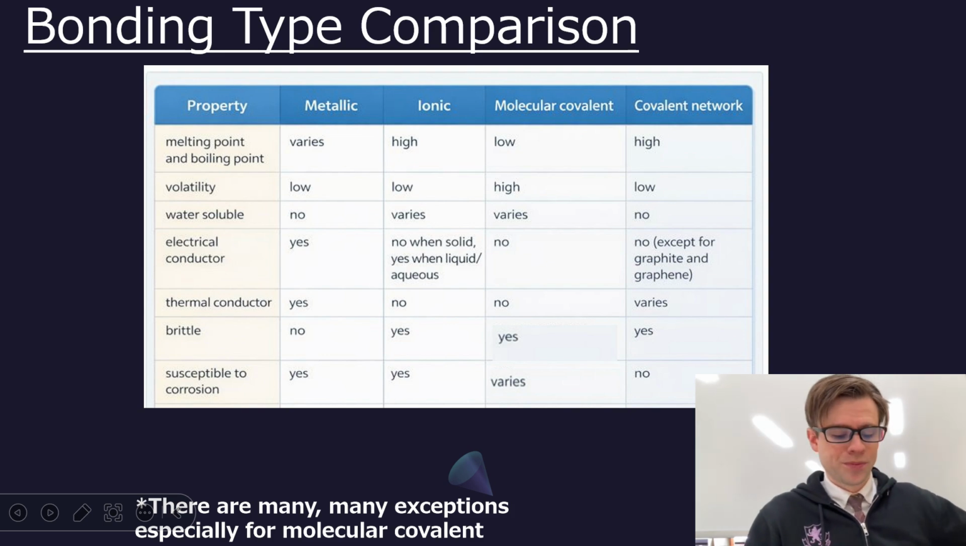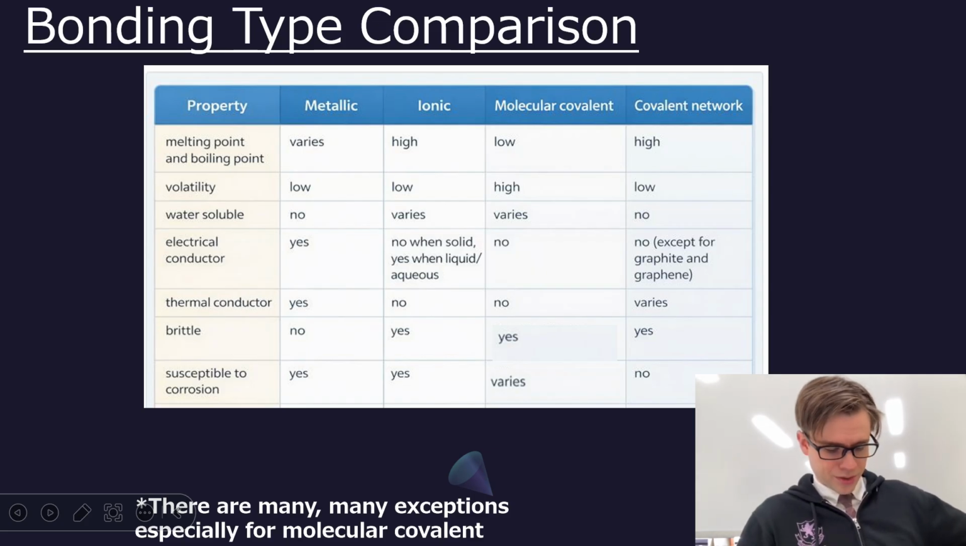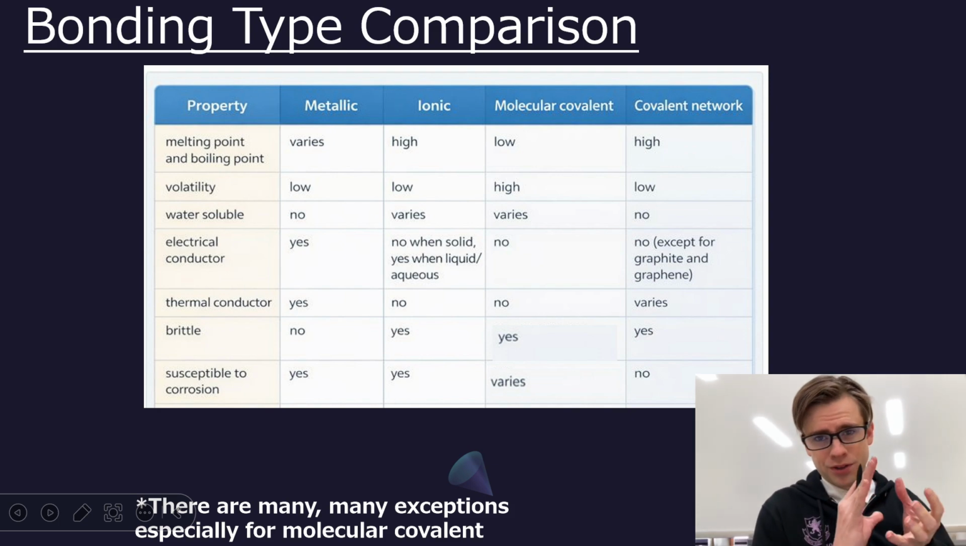Electrical conductor, no. So generally, these non-charged molecular covalent bonding structure things have no charge. They might be able to move around, especially as a liquid, but because they don't carry charge, they can't push current around. Thermal conductor, no. Generally, they just won't transfer kinetic energy that well. Brittle, yes, when they are a solid. Instead of being malleable, you'll just break apart the intermolecular forces and form cracks and breaks in the material.